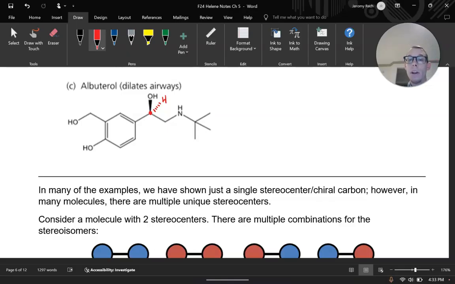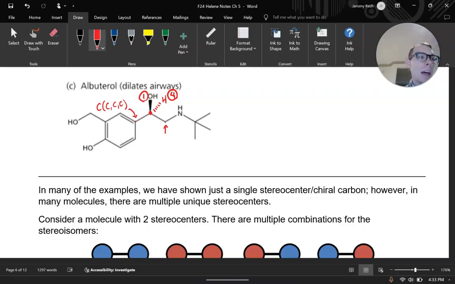We're going to use our Cahn-Ingold-Prelog rules. So I see that I have an oxygen, a hydrogen, a carbon, and a carbon as my first attachments. So my OH is going to have my highest priority, and my hydrogen is going to have the last. If I do some comparisons between these 2 unique carbons, the carbon on the left is a carbon connected to a carbon and a carbon.